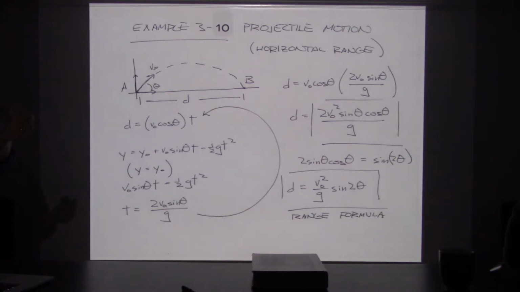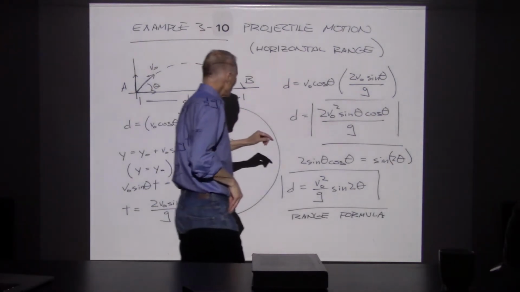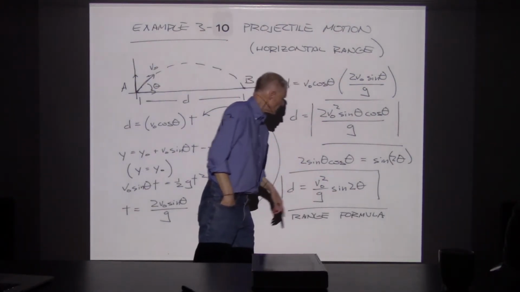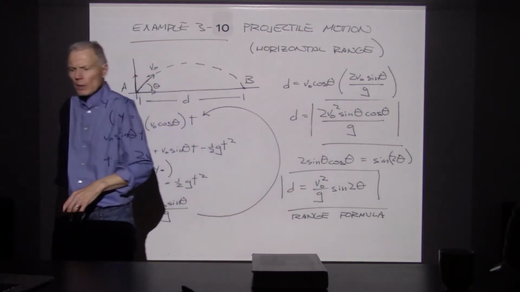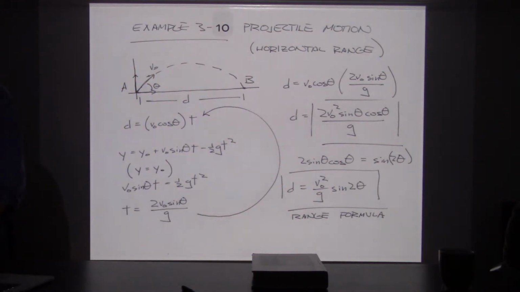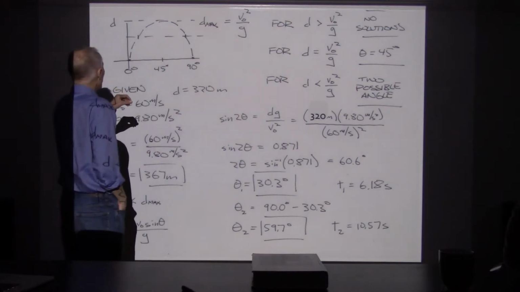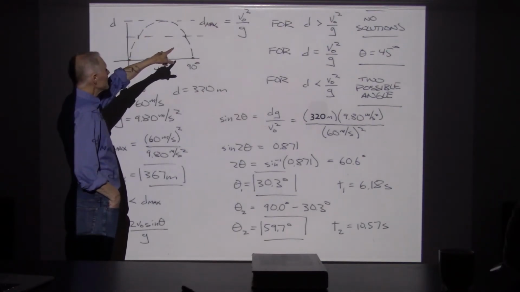So it sounds like what we want to do is put in the range. What was it, 320 meters? We wanted to hit something? That's a long way. And the launch speed is going to be 60 meters per second, and it sounded like this is being launched at the surface of the Earth. And so the gravitational acceleration value we're going to put down as 9.8.